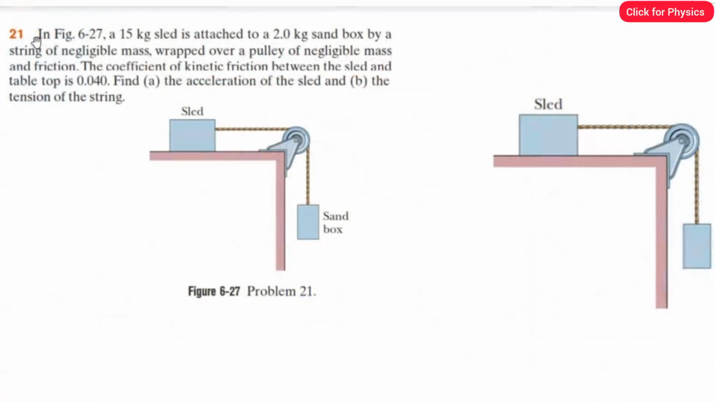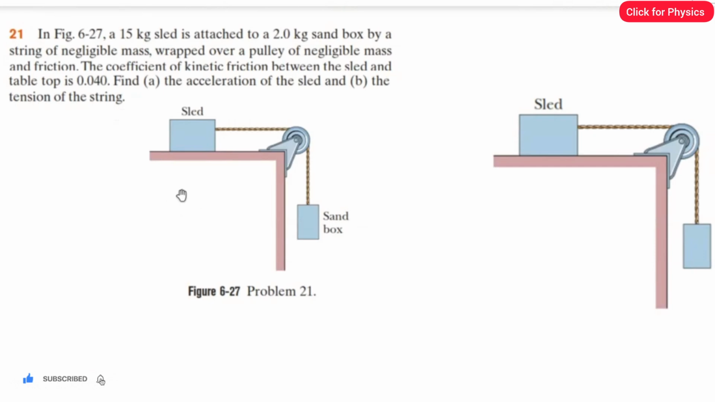Problem number 21. In the figure, a 15 kilogram sled is attached to a 2 kilogram sandbox by a string of negligible mass wrapped over a pulley of negligible mass and friction. The coefficient of kinetic friction between the sled and the tabletop is 0.040. Find the acceleration of the sled and the tension of the string.